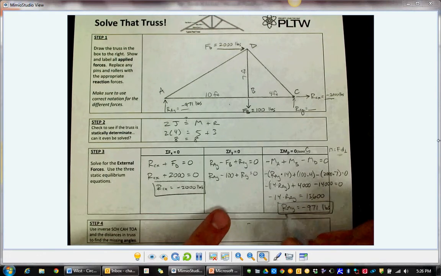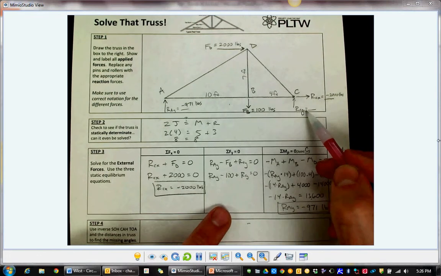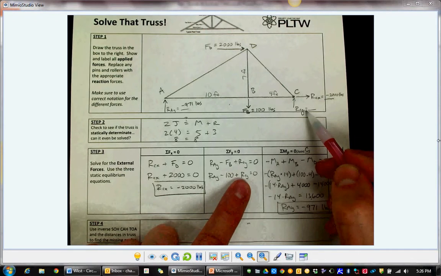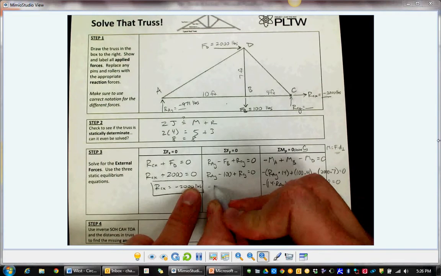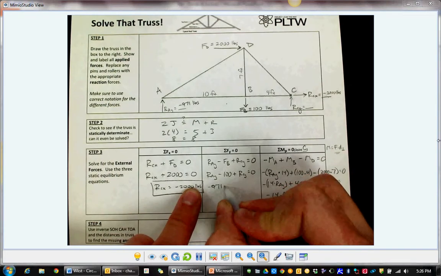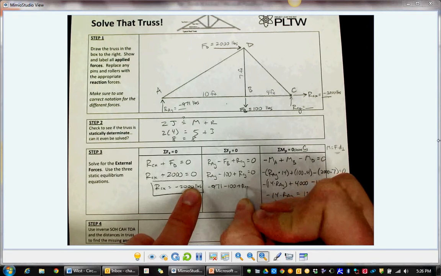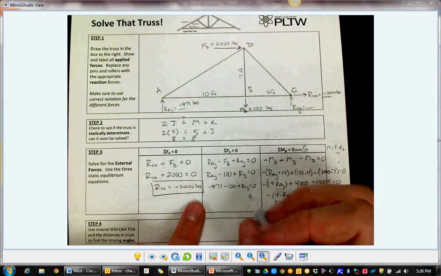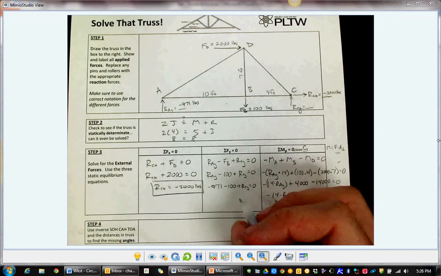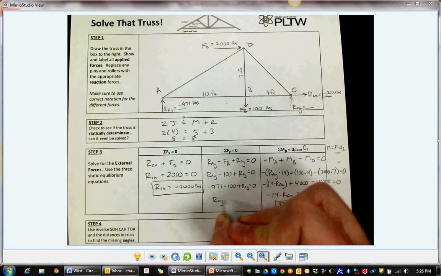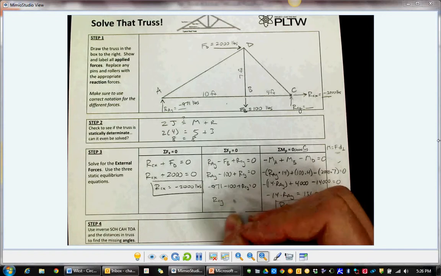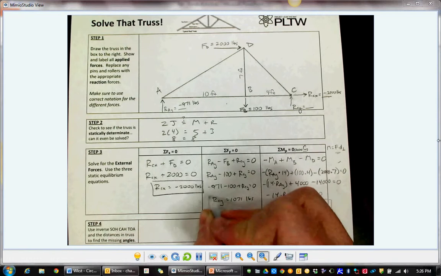Alright, all I have left is to find RCY, which I can find with this equation here. I just found RAY, so let's take that value and plug it in right over here. RAY is negative 971 minus 100 plus RCY equals 0. And let's solve for that. Add 971, add 100, and you get RCY to be 1,071 pounds.